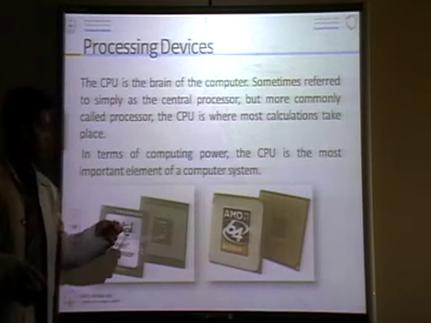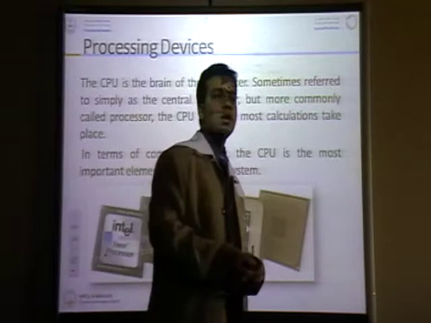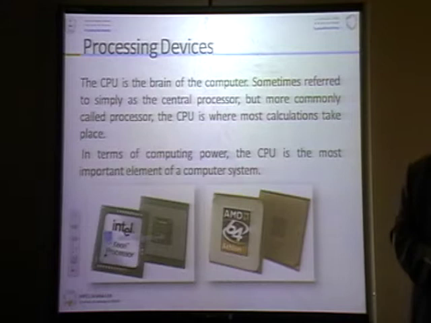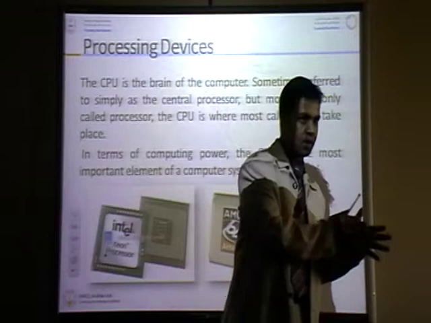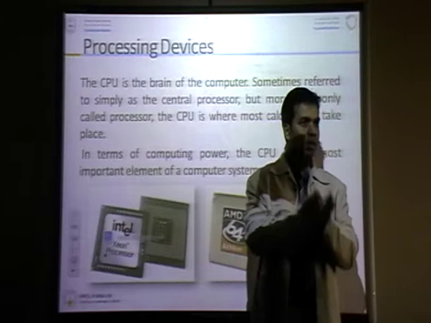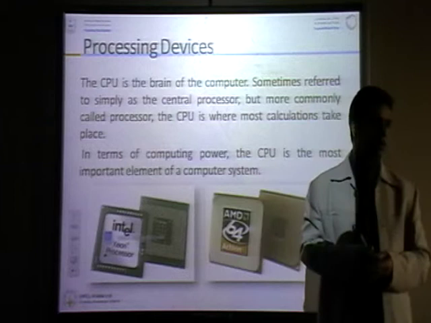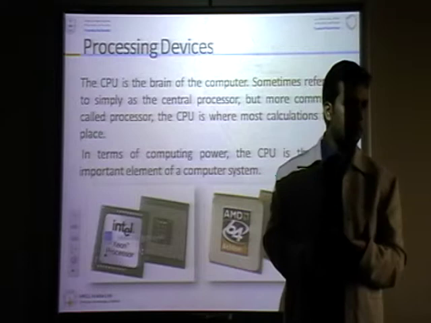Next, what is this? Processor. Processing device, microprocessor. Which company is this? Intel. This is AMD. It is the same as Toyota, BMW and Mercedes. All these companies make cars. Toyota makes cars, BMW makes cars, and Mercedes makes cars, but the company is different. Same type. What is the difference? Based on quality and based on speed.